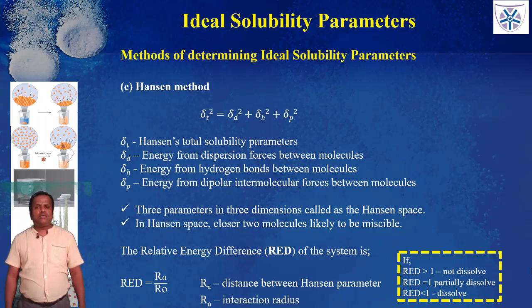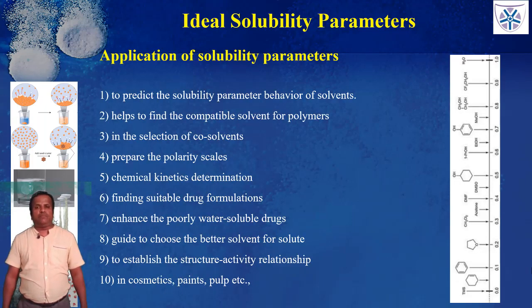What are the applications of solubility parameters? Several applications are available for the ideal solubility parameters. The first one is to predict the solubility behavior of solvents. The second helps to find the compatible solvent for polymers, because dissolving a polymer compound in a solvent is difficult. So we have to choose the right solvent for polymer compounds in order to dissolve them. For this purpose, we use the ideal solubility parameter.